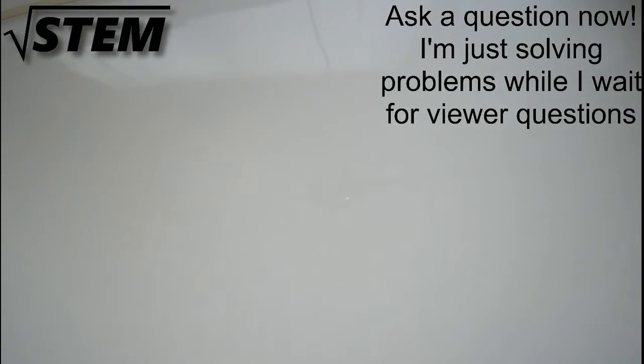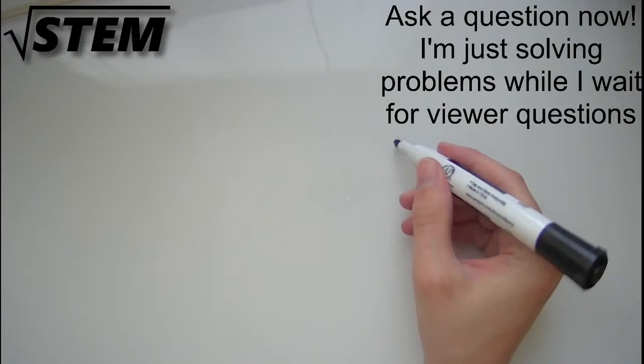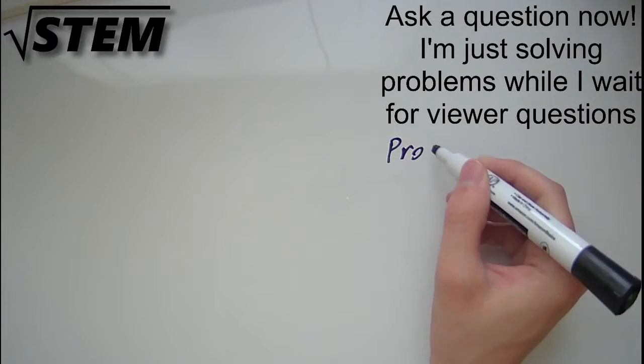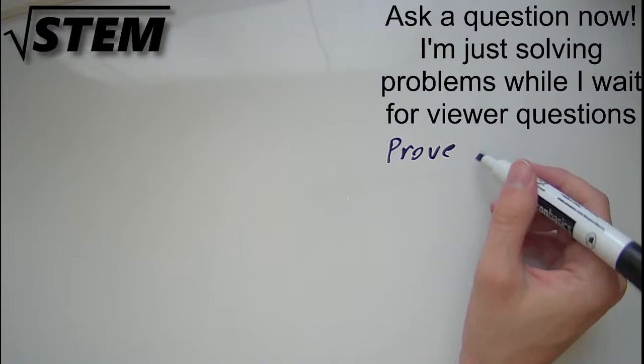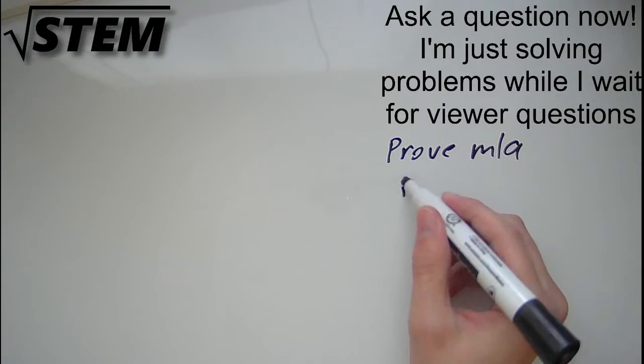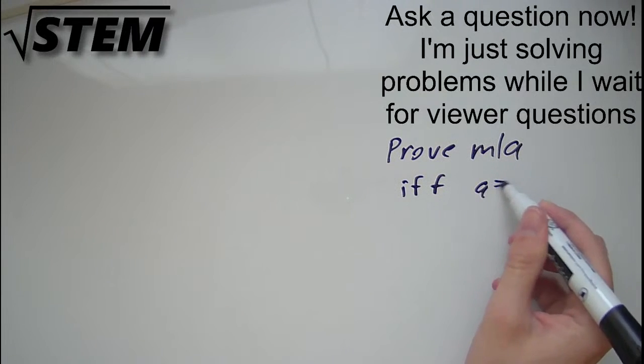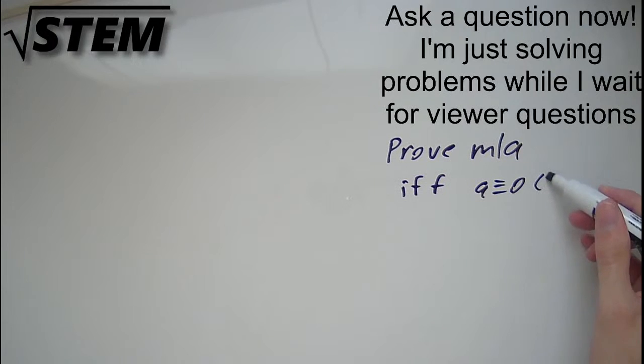Okay. This might be a doable proof. So prove that M divides A if and only if A is congruent to 0 modulo M.